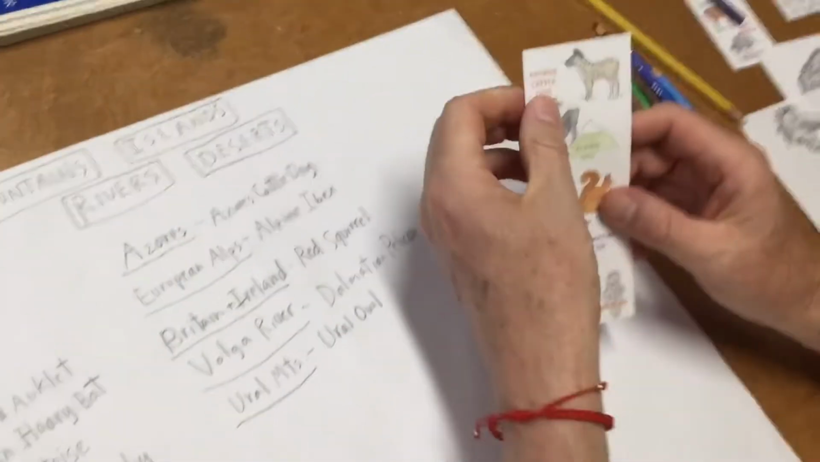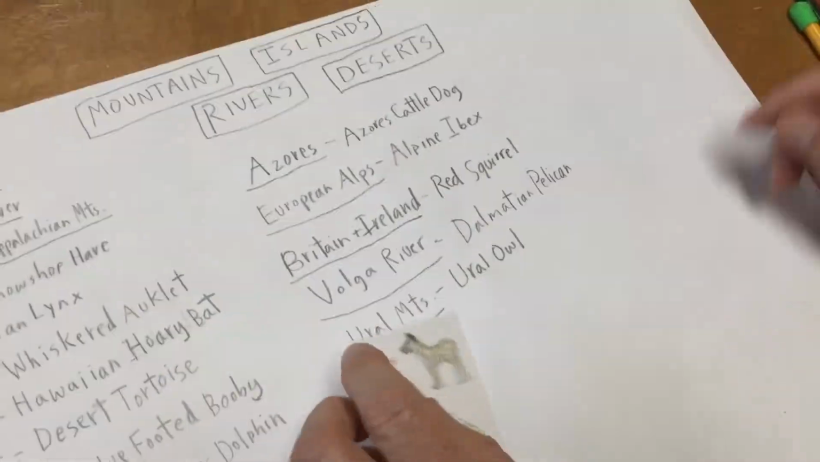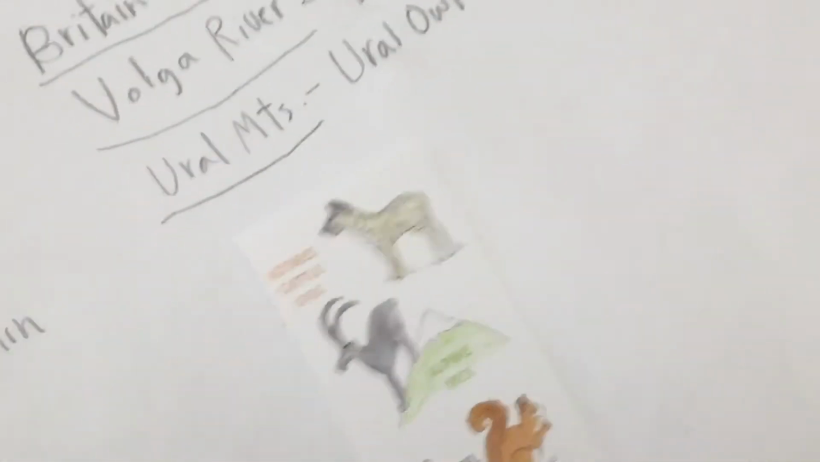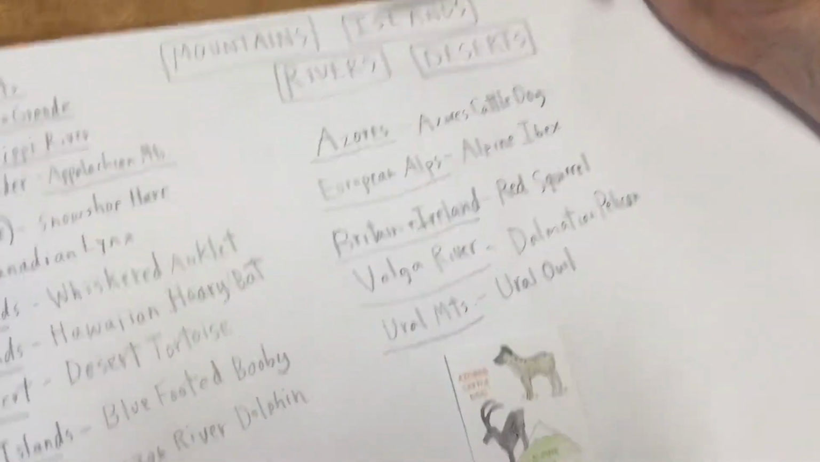We're going to be adding 5 more locations to our continents of the world map, and we're going to be starting with the Azores cattle dog bookmark. This side of the bookmark starts with the Azores cattle dog. And these are the locations we'll be adding today to our map.